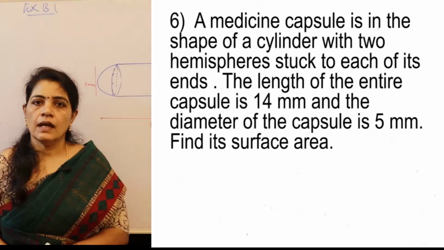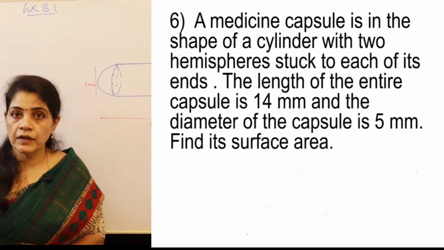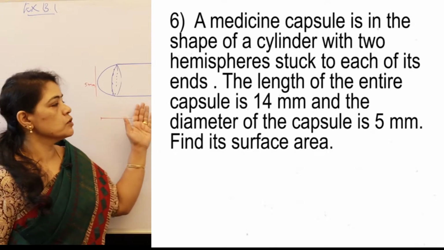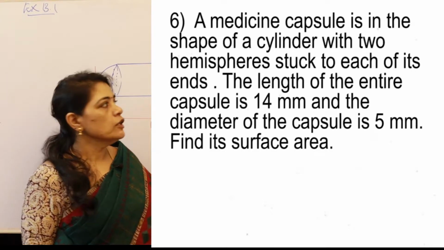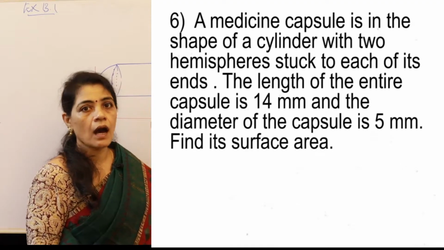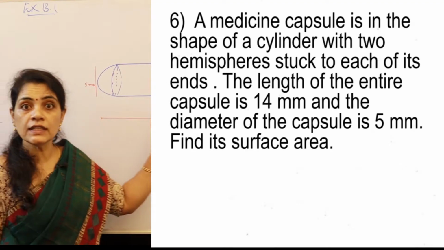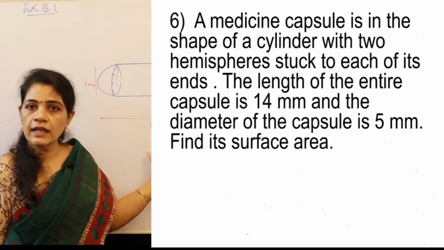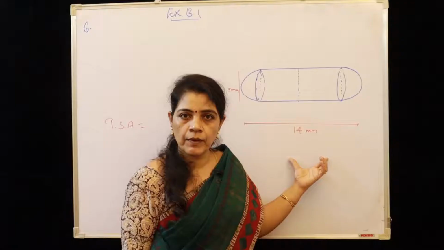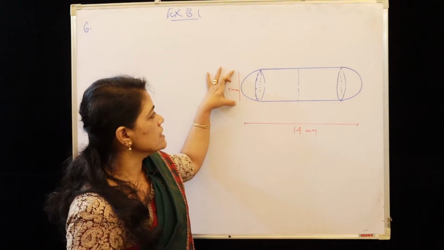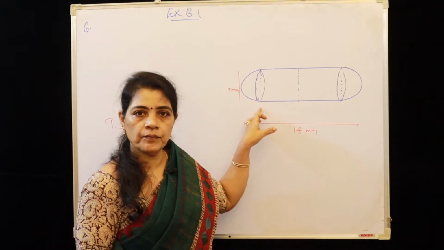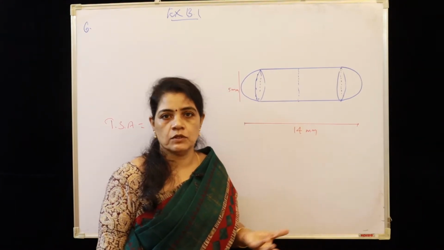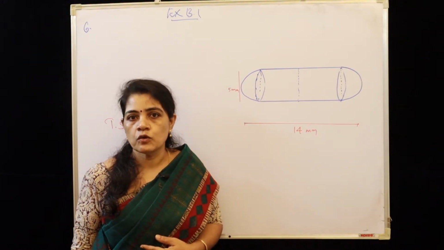Yes children, we are continuing with the sixth problem. Here in this question we have been given a capsule, and two hemispheres are stuck at both ends of the capsule. The length of the entire capsule is given as 14 mm and the diameter is given as 5 mm. We have to find the surface area of the capsule. That is the question.